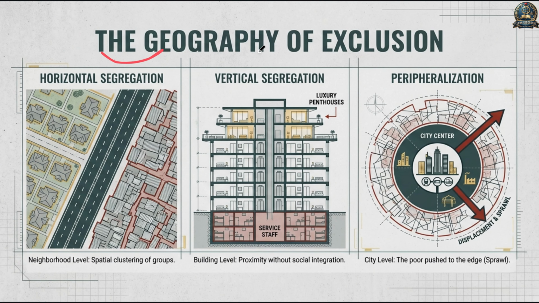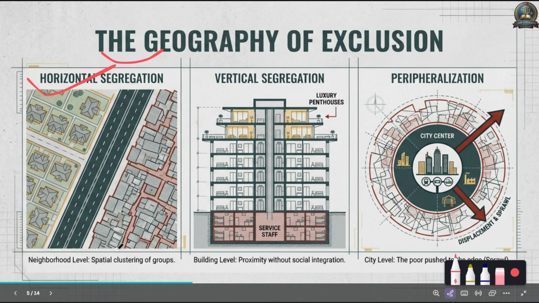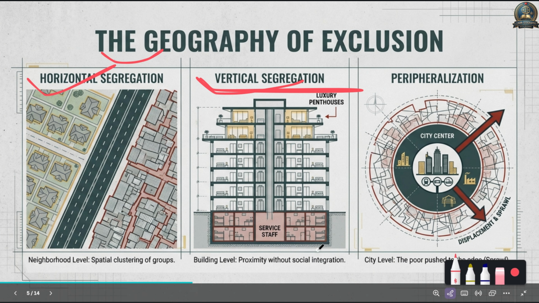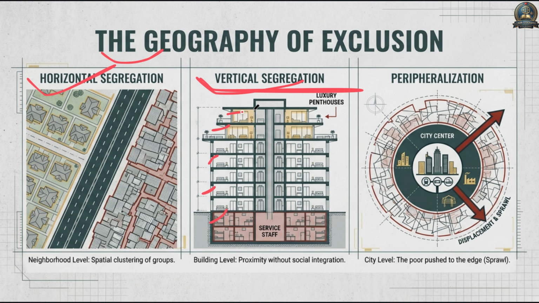The geography of exclusion. Horizontal segregation, neighborhood level: spatial clustering of groups. Vertical segregation, building level: luxury penthouse and service staff, proximity without social integration. In vertical segregation, persons of different economic and welfare status inhabit the same building, and there is a hierarchy or dynamics between their economic levels and financial status. This leads to vertical segregation among these urban dwellers.